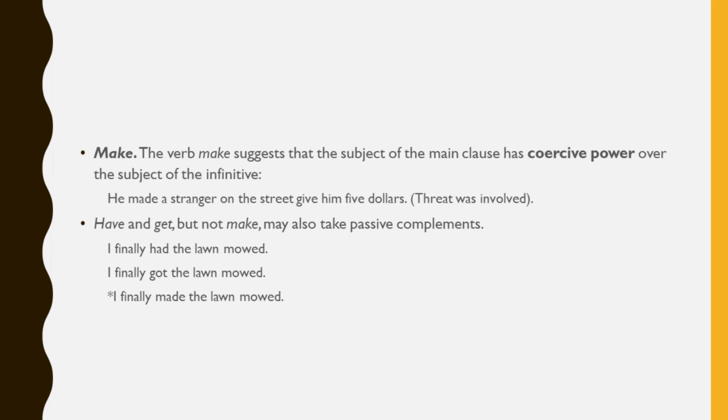"I finally had the lawn mowed." "I finally got the lawn mowed." And you cannot say "I finally made the lawn mowed." However, the "get" sentence is now ambiguous as to whether the lawn was mowed by the speaker or by someone else.